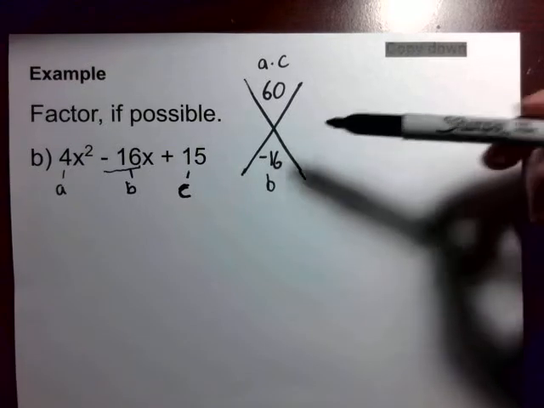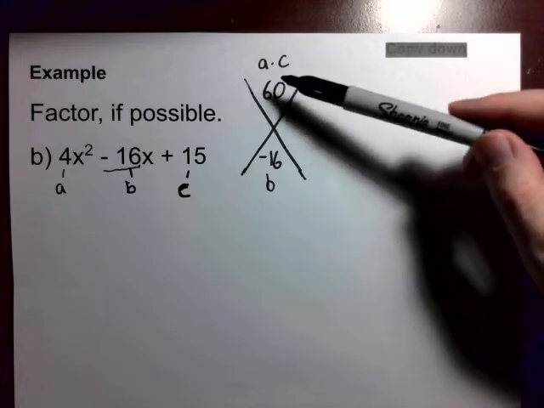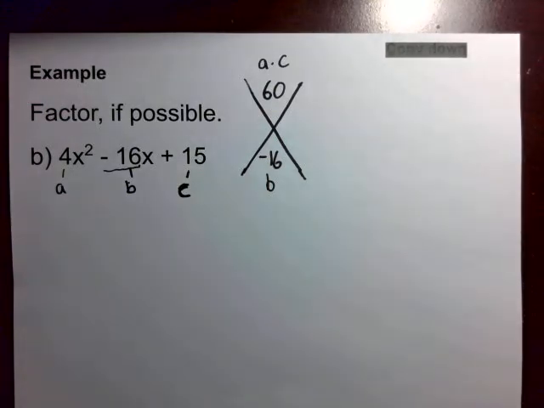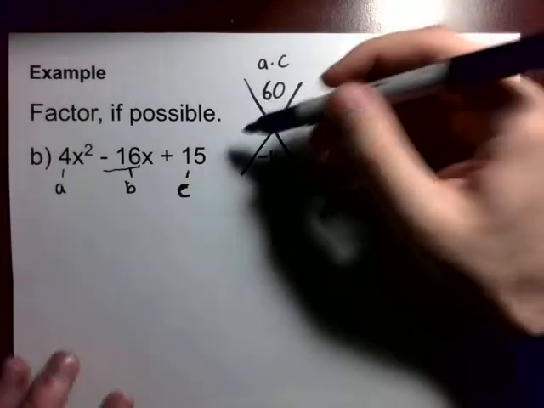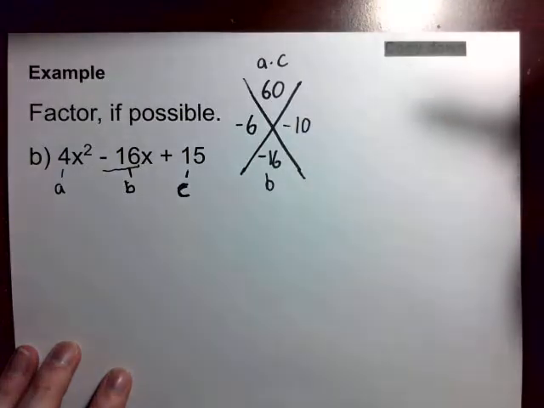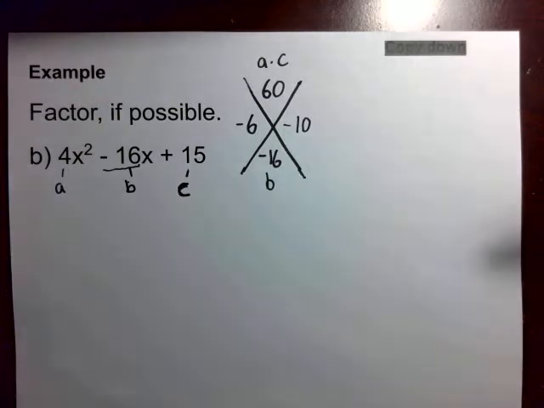So then you have to find two numbers that when you multiply them together equal 60, and when you add them together equal negative 16. So take a minute now, pause the video, think about what those numbers would be based on possible factors of 60. All right, so the possible numbers that we could have there are negative 6 and negative 10, because these would multiply together to give you a positive 60 and add together to give you negative 16.